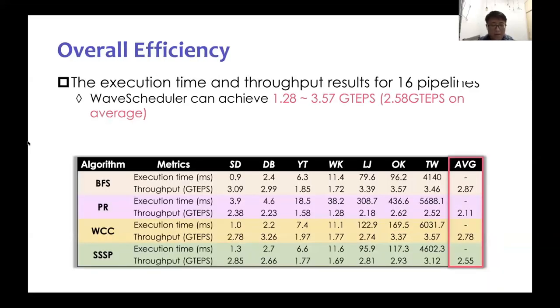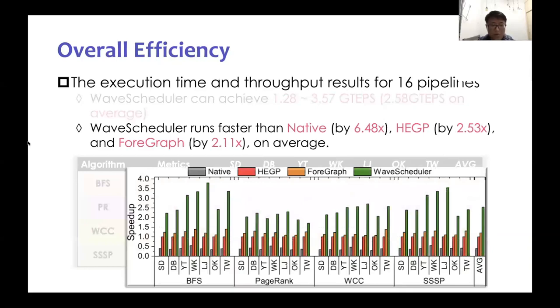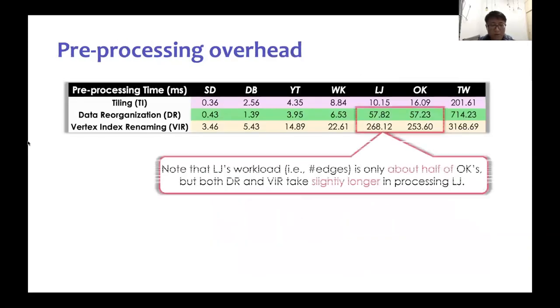We first evaluate the performance of Weave Scheduler against HEGP and foreGraph. The above table gives the execution time and throughput results for 16 pipelines. We can see that Weave Scheduler can achieve up to 3.57 GTEPS. Weave Scheduler also runs faster than native scheduling HEGP and foreGraph on average.